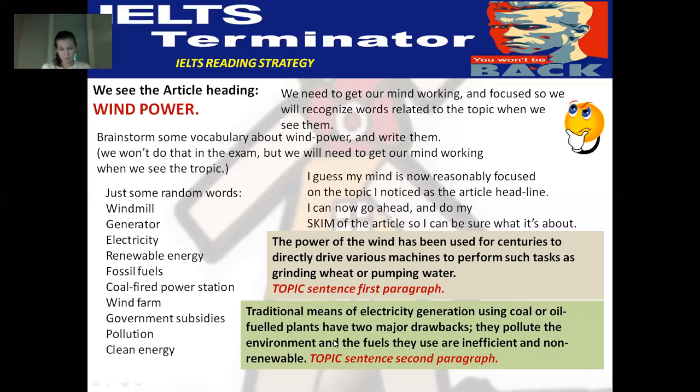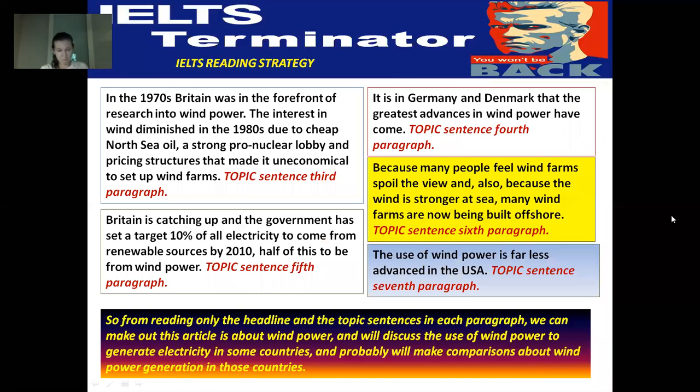And the next paragraph: traditional means of electricity generation using coal or oil fuel plants have two major drawbacks. They pollute the environment and the fuels they use are inefficient and non-renewable. Okay, so paragraph number 2 is arguing against the idea of wind power. That's the little note we have to make in our mind or on our paper, right?